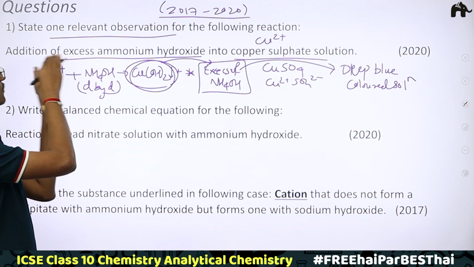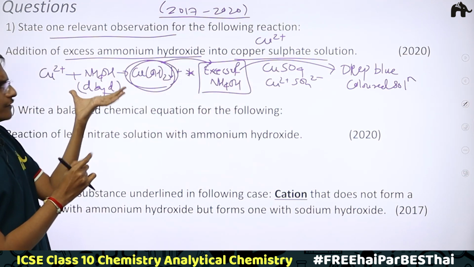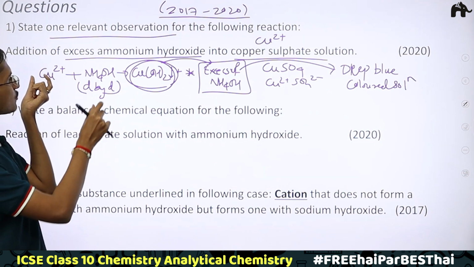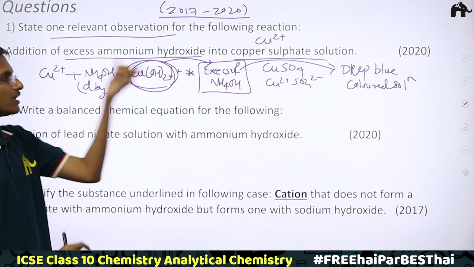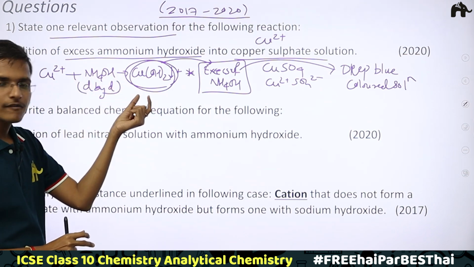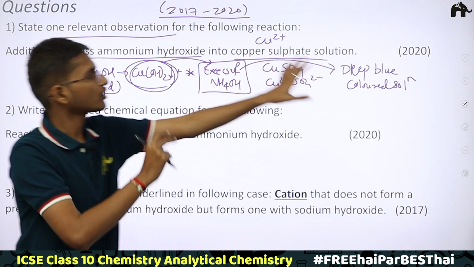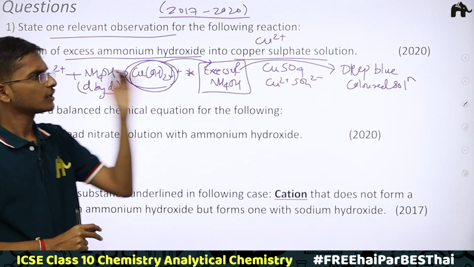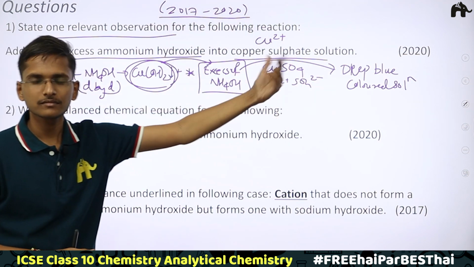See, we are adding excess of ammonium hydroxide into copper sulfate solution. So we just skipped this step. We are not adding drop by drop. In this copper sulfate solution, we directly added excess of ammonium hydroxide. What is happening? Actually, copper hydroxide precipitate is getting formed, and then this copper hydroxide precipitate is getting dissolved and forming a deep blue colored solution. Okay, so it is going actually step by step, but they are asking us directly the last step solution.